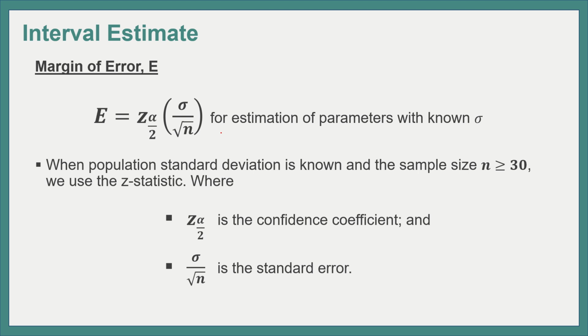So here are the conditions on how to determine what test statistic is to be used. This is the margin of error when using z-test. When using z-test, the symbol of our critical value is z of alpha divided by 2, and our standard deviation is the population standard deviation. So we use z-test when our standard deviation is known.